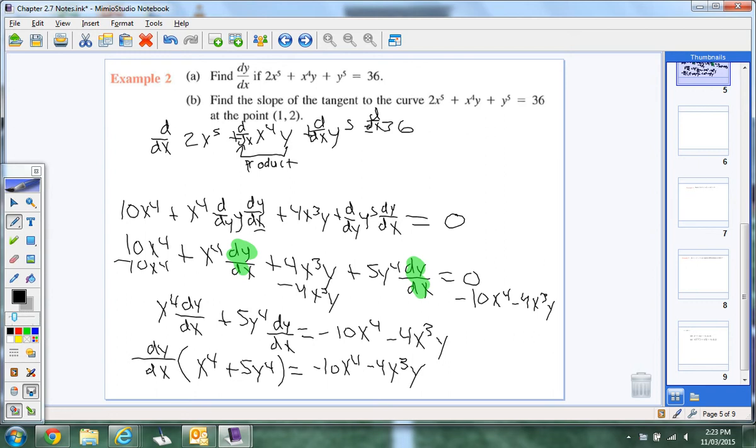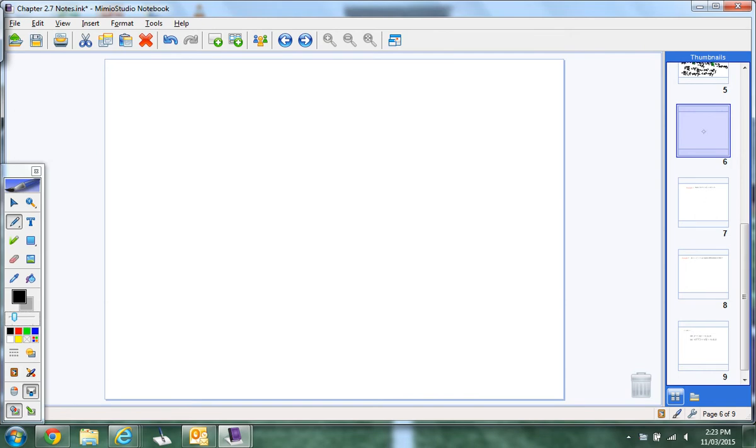Good to go? Okay, so then it's going to be, I need to get my notes here. So that means that the last step would be dy over dx equals negative 10x to the 4th minus 4x cubed y, all over x to the 4th plus 5y to the 4th. So that is your derivative. This is the derivative. That's okay. It has x and y's in it. No big deal.